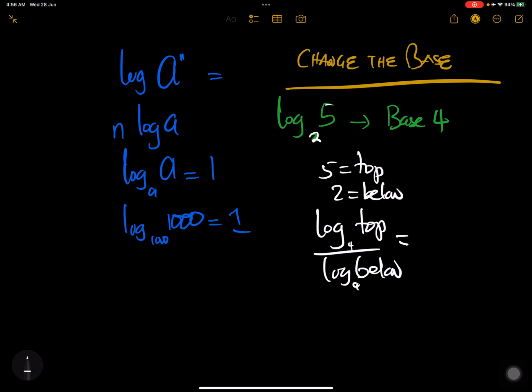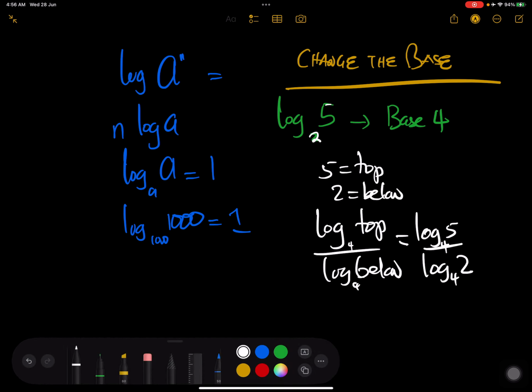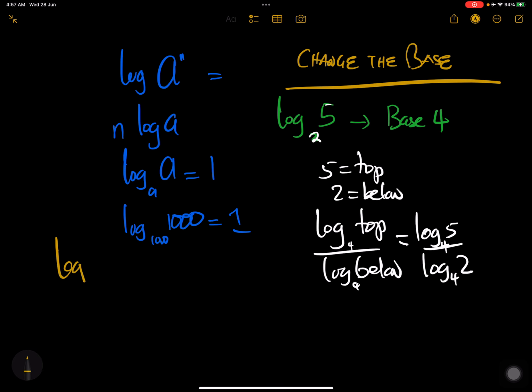So the log of the top is log 5, and the bottom is log 2, but the base is going to be 4 and 4. And we are done with changing the base. Let me take another example. Let's say we have log 7 to the base 3, and I want to change it to base 6. The top part is log 7 divided by log 3, and I put the 6 down in the base. And then I think we are done.